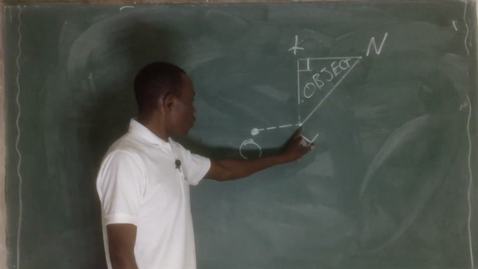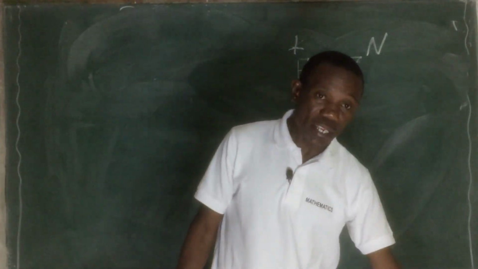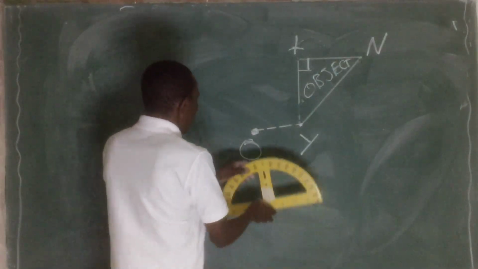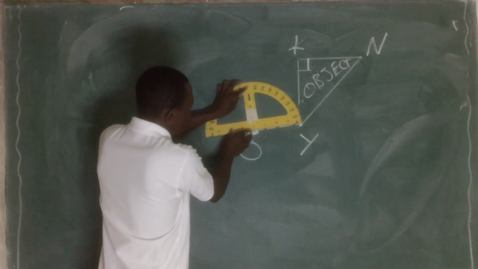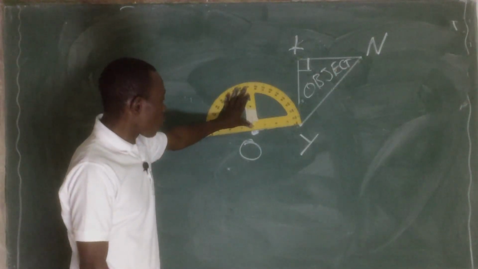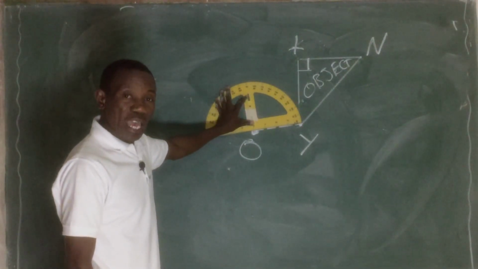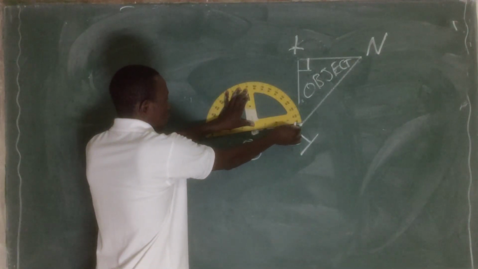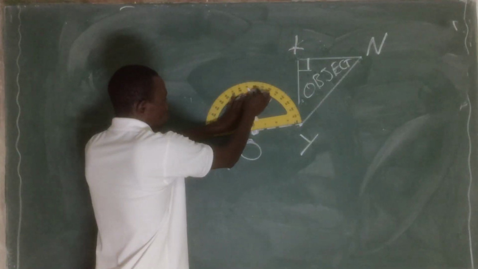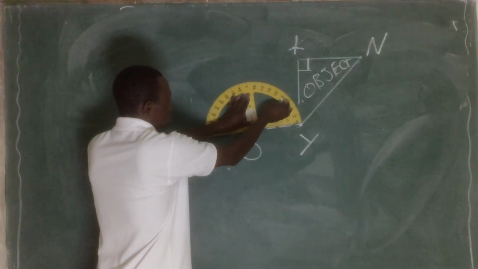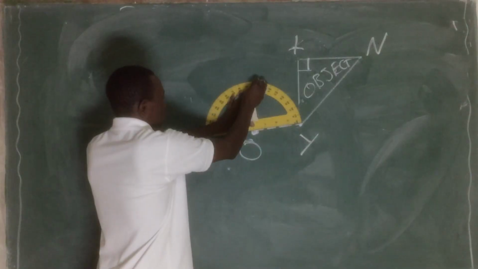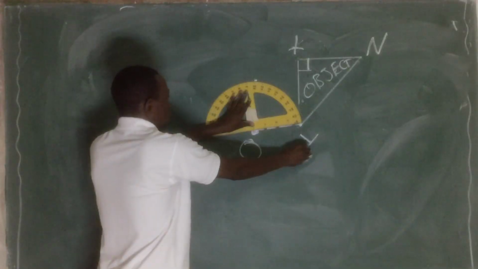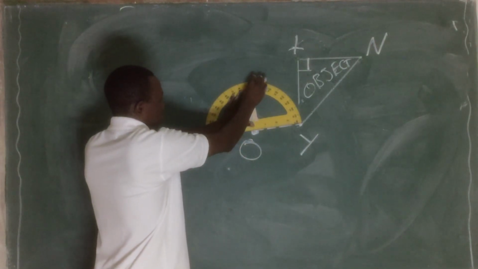Now the image of Y, to which side and what position will it be? So I'll take my protractor and fix it here at the center like this, and then measure the angle of rotation to be 80 degrees. I'll count down the angles on my protractor: 10, 20, 30, 40, 50, 60, 70, 80. So this is the direction where the image of Y should be fixed.